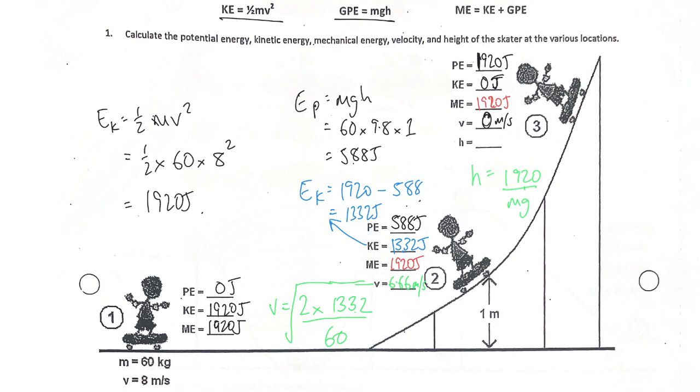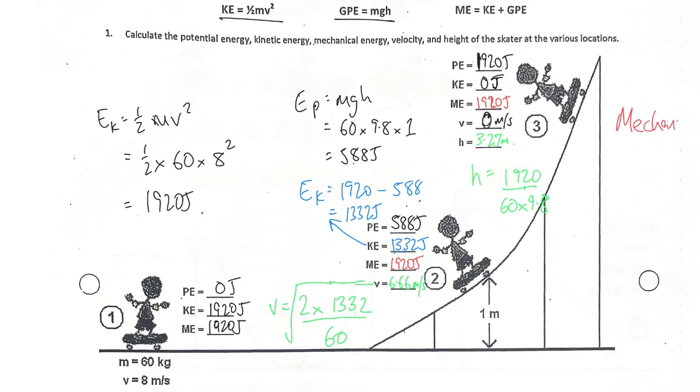1920. All of the energy there. His mass is 60, times 9.8 as g. And so 1920 divided by brackets, 60 times 9.8, close brackets, is 3.26 or 27 meters. Okay, 27 meters.